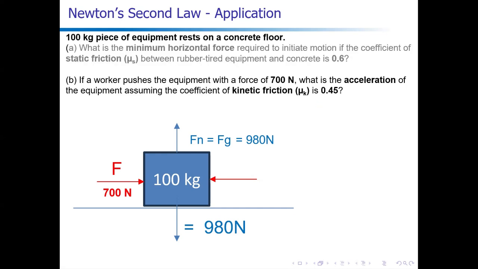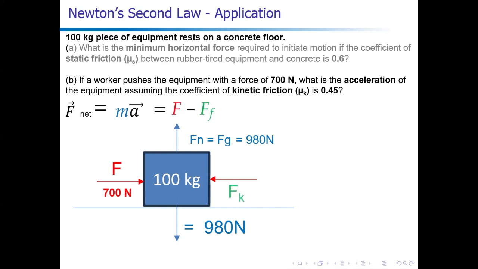In part B, we're told that a horizontal force of 700 newtons is being applied to the equipment. We want to know what is the acceleration of the equipment once it's already started moving, assuming the coefficient of kinetic friction is 0.45. We go straight to Newton's second law, which says that the net force, which causes acceleration, is what's left over after subtracting the force of friction from the force applied.